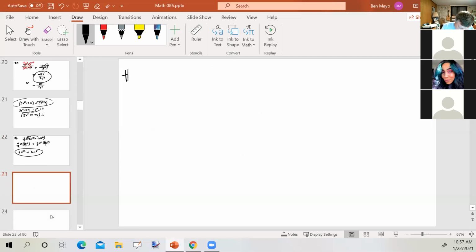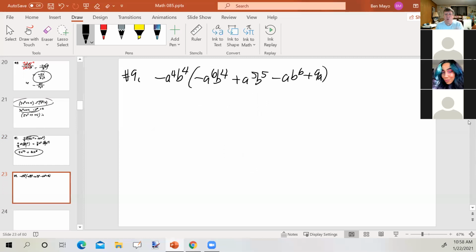Okay, so here is number 9. It says multiply, simplify your answer completely. We have negative a to the 4th b to the 4th times the quantity negative a to the 6th b to the 4th plus a to the 5th b to the 5th minus ab to the 6th plus 9a. Don't confuse a negative exponent with a negative coefficient. This particular problem has no negative exponents. There's some negative coefficients, but that's different. So don't get those two confused.